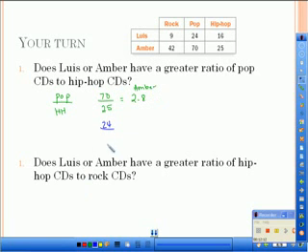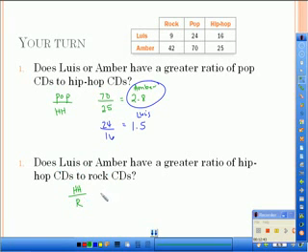Okay, and we'll do Luis in a different color. He has 24 pop CDs and 16 hip hop CDs. This converts to 1.5. So Amber has the greater ratio of pop CDs to hip hop CDs. Now let's look at the second question. Does Luis or Amber have a greater ratio of hip hop to rock?